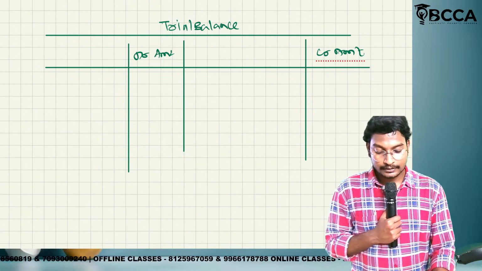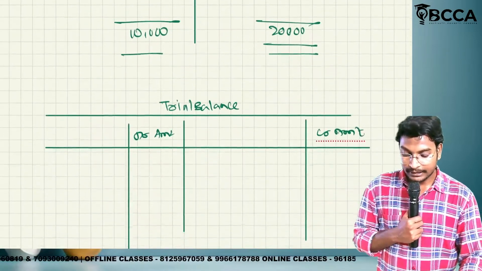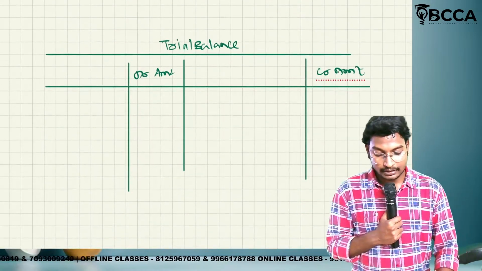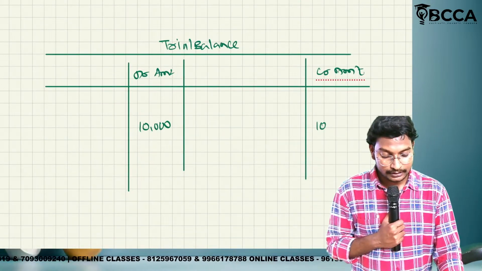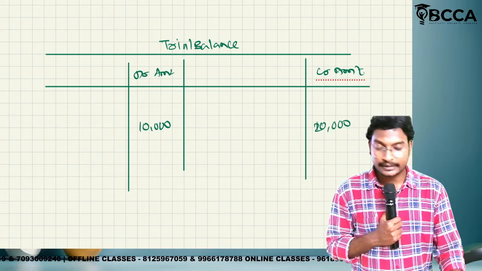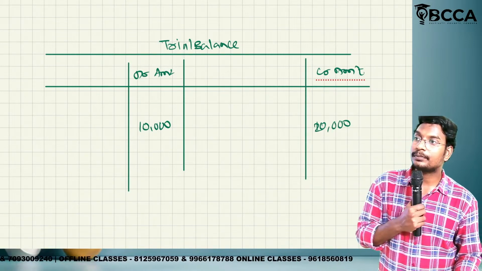So for purchase, what is the debit amount? 10,000 will be recorded on the debit side or credit side? Debit column or credit column? Debit column 10,000, and here how much? 20,000 will be recorded on the credit side. If you record like this, this approach is called the gross approach.